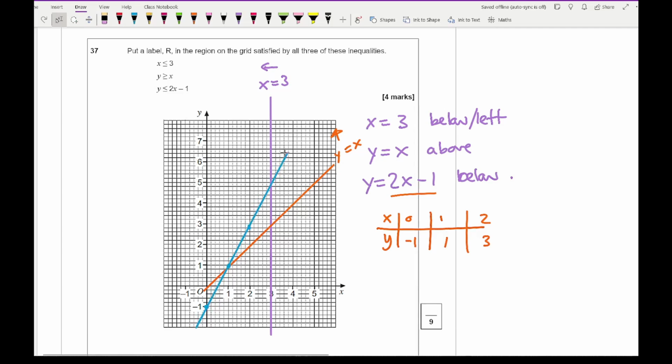And I then want to just extend that line like so. And this is a line of y equals 2x minus 1. And I want below that line, so I want this region here. So that basically means that the region R, which is what they wanted me to show, is this region here. And I just need to label that as R. So let me just get a different color and label that R.